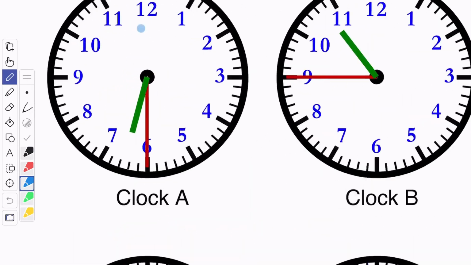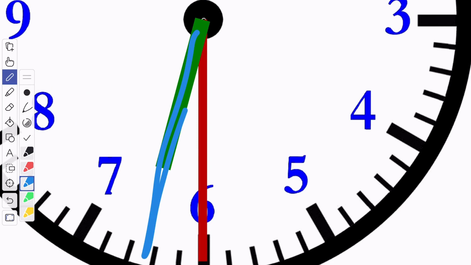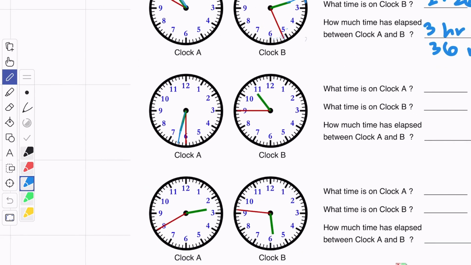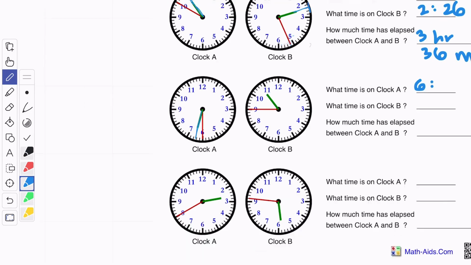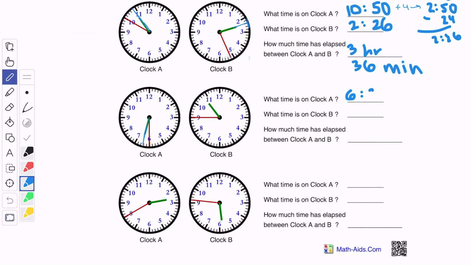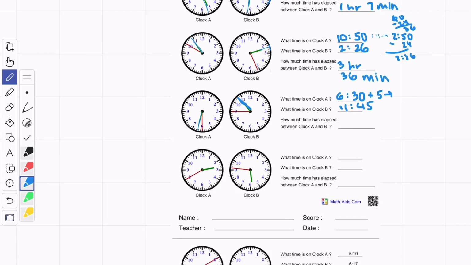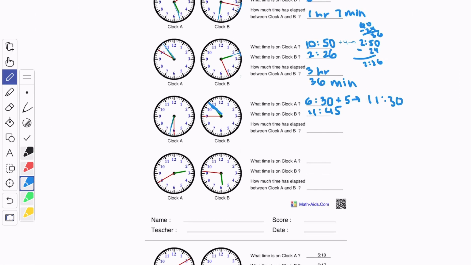For this one, what time is on clock A? So we have our hour here at 6. And then our minute at 6 as well, so that's 6 times 5, 6:30. And then for this one, we have our hour at 10, and then our minute at 9. 9 times 5 is 45. So we're going to add 5 hours, and that should give us 11:30, and then we need to get from 11:30 to 11:45, so we add 15. So we add 5 hours and 15 minutes.